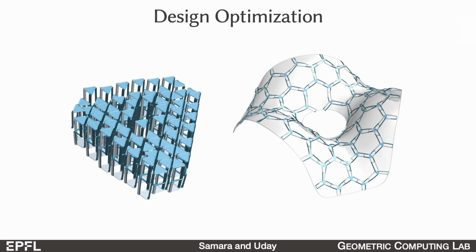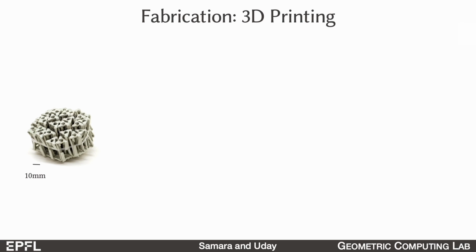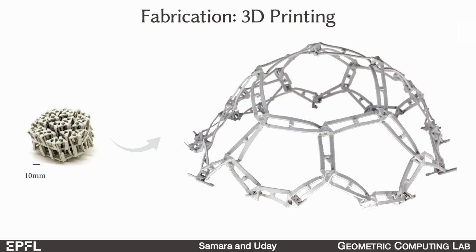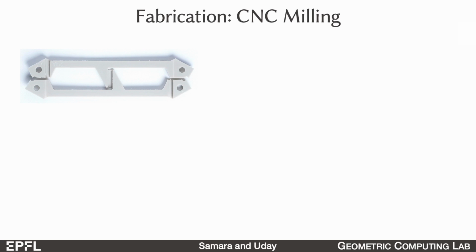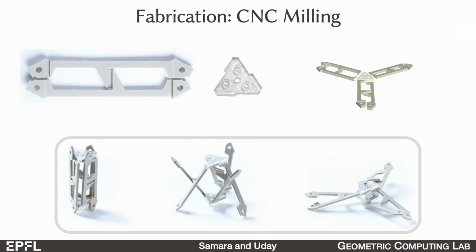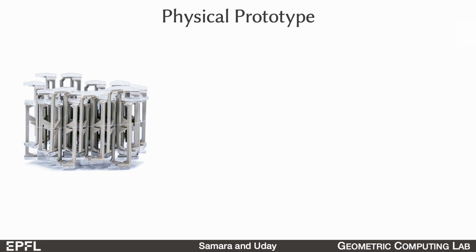To validate our design method, we fabricated a set of physical prototypes. The rest state of umbrella meshes has zero residual stress, so we can 3D print the structure in one piece. This example here deploys into a hemisphere. We can also fabricate larger models using CNC milling. We mill the compliant joints on a pair of umbrella arms and mill the triangle plates separately, which are then assembled. Subsequently, we can assemble a complete umbrella mesh.